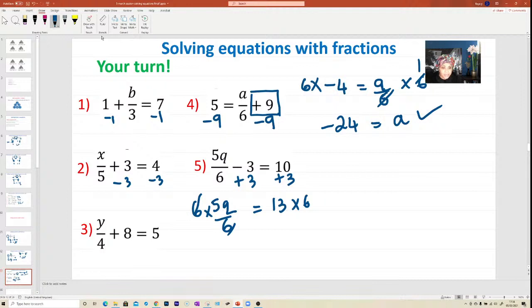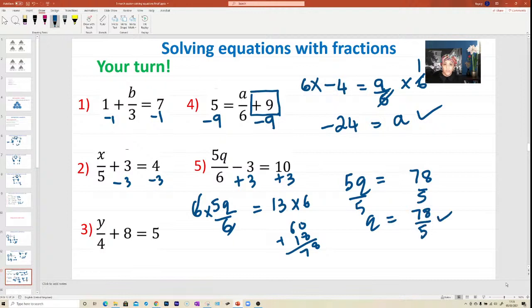So now I have 5q. Now, you don't need a calculator for this one. 13 times 6. So 10 times 6 is 60. And then 3 times 6 is 18. So you can add these two, which is 78. So 5q is equal to 78. We divide both sides by 5. And then q is equal to 78 over 5. Well done, guys. I think you guys are going to be doing really well. Some of you are super fast.